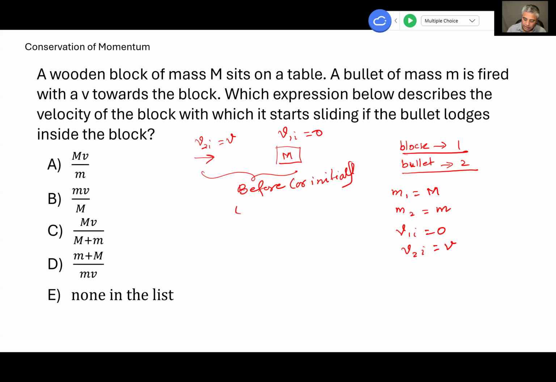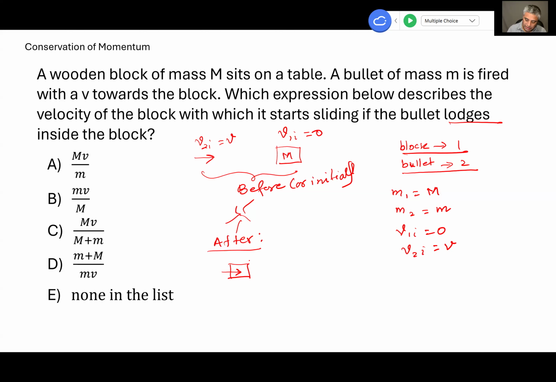Then what happens? Collision happens. And we cannot use conservation of momentum for just the moment of the collision. For collision, we need to use the impulse and change in momentum, okay? But this is about before and after collision. So after, what's happening? The bullet is now inside the block. It lodges.